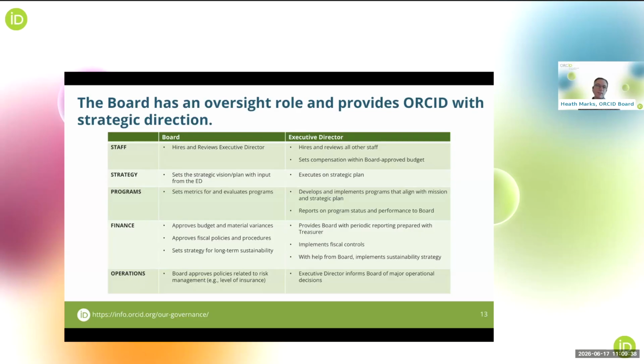And I'm sure you can see the real difference between the board and the management team and the executive director. The board is all around strategy and good governance, approving budgets, those sorts of things, whereas the executive director and the management team are responsible for executing those outcomes.